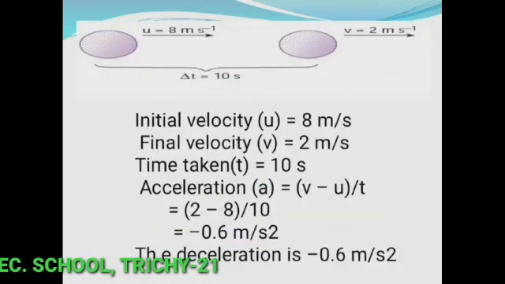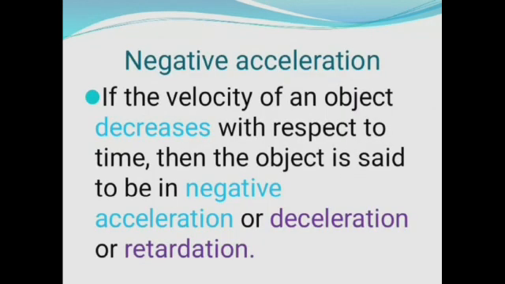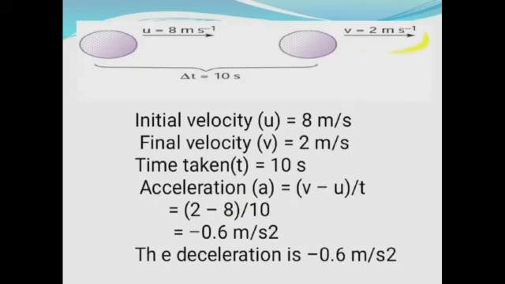So next one is another example for negative acceleration. The velocity of a golf ball rolling in a straight line changes from 8 meter per second to 2 meters per second. So here the velocity decreases from 8 to 2.